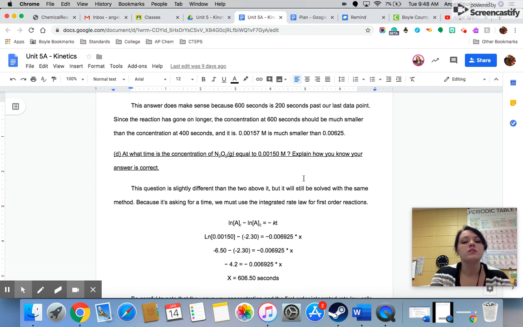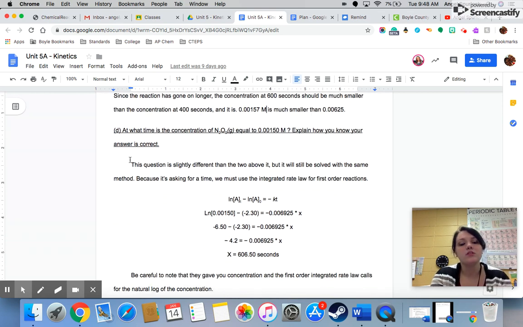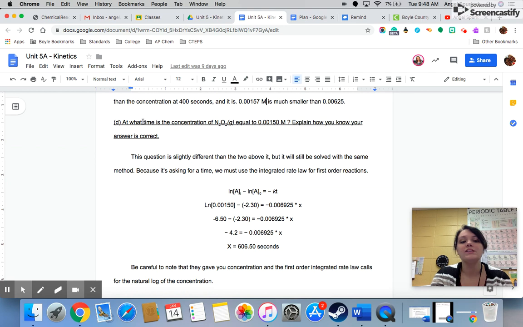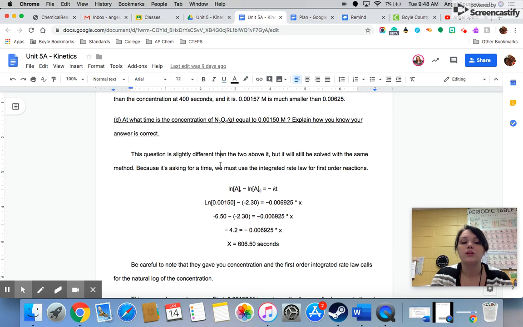So let's move on to part D of this practice problem. At what time is the concentration equal to 0.0015? Explain how you know your answer is correct. So the question here is a little different than the other two that we've just answered, but it still mentions time. So we still have to work with the integrated rate law for first order.